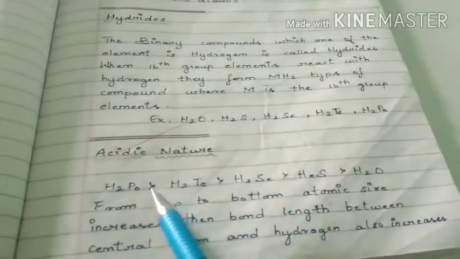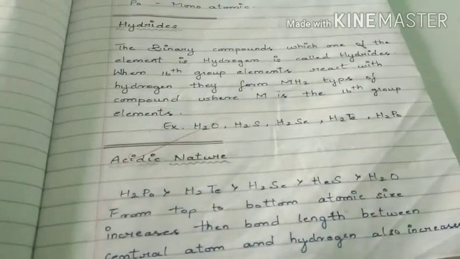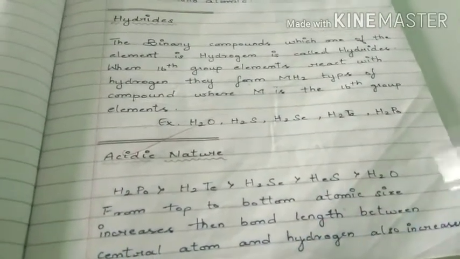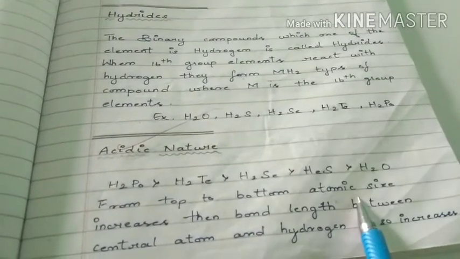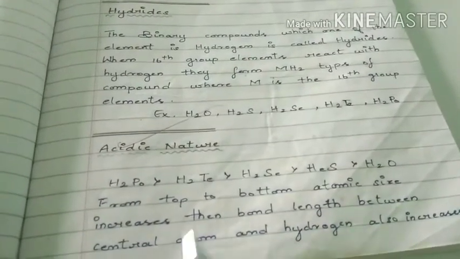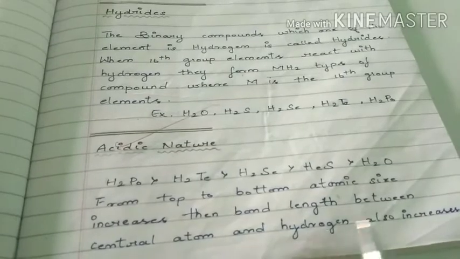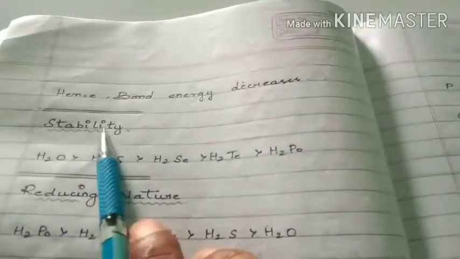So you have to remember these orders. These are very important for 1 mark. From top to bottom, this is the reason. From top to bottom, atomic size increases, then the bond length between central atom and hydrogen also increases. Then, as bond energy decreases, acidic nature increases.